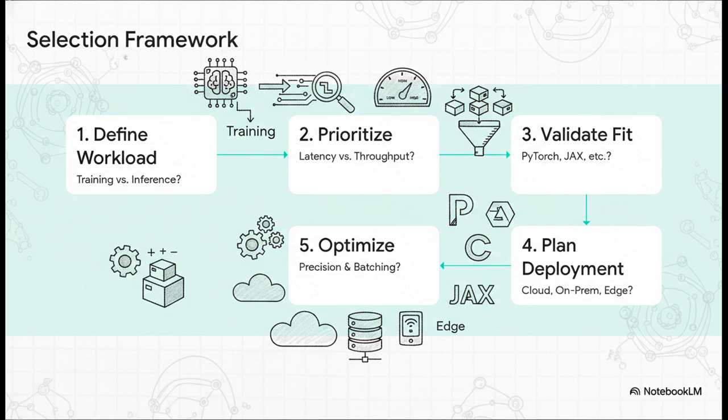After that, check the ecosystem. Make sure your favorite tools are actually supported. Then, plan your deployment, cloud, on-prem, edge. And finally, please don't forget this. You can get huge gains just by optimizing your software with stuff like mixed precision and smart batching.